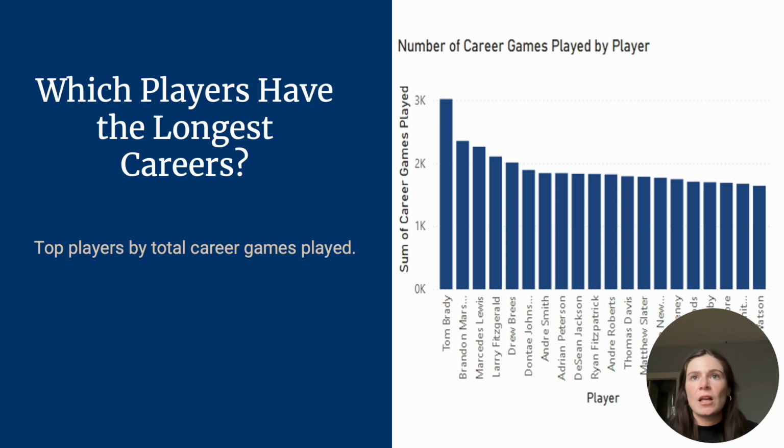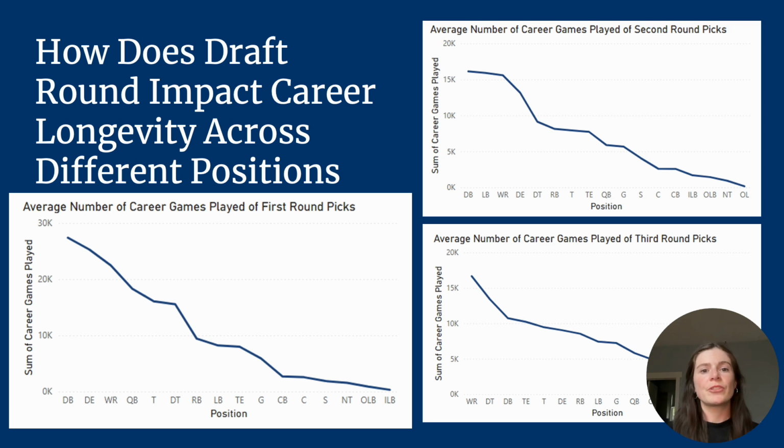And after looking at the longest individual careers, I wanted to zoom out and explore how draft round and position affected career longevity as well. These graphs show the average number of career games played, and I used filters in Power BI to break that information down by both draft round and position to kind of pinpoint some more niche numbers. So overall, players picked earlier, especially in first round, tend to have longer careers. And you can see that in the first round draft pick graph.